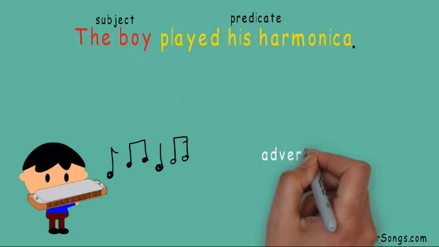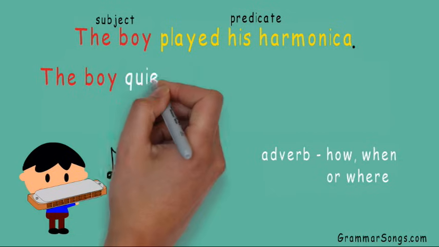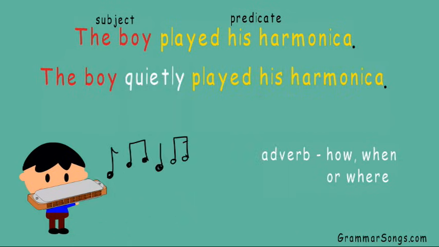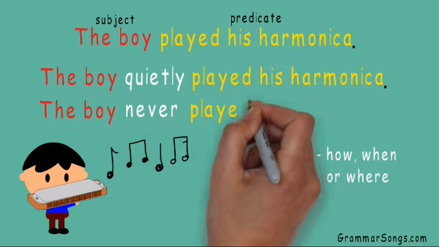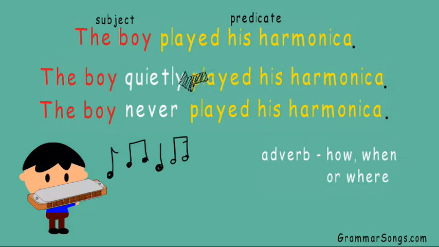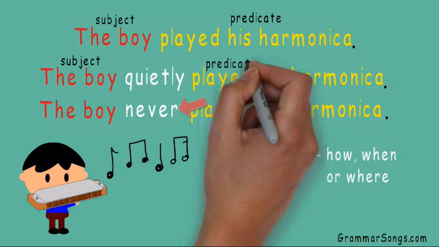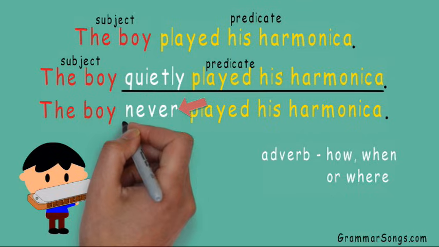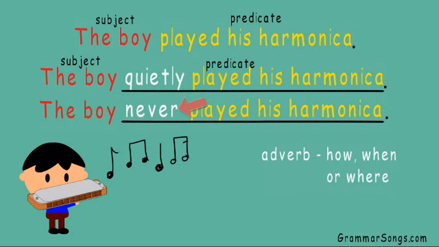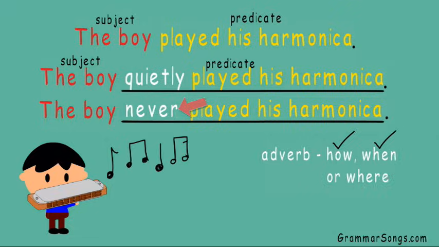But if we want to use an adverb to tell how, when, or where he played his harmonica, it could be placed at the beginning of the predicate, such as "the boy quietly played his harmonica," or "the boy never played his harmonica." In both of these sentences, the predicate starts with an adverb. The boy is still the subject, and the rest of the sentence is the predicate because it tells what the boy did. The adverb simply modifies the verb by telling how or when he played.